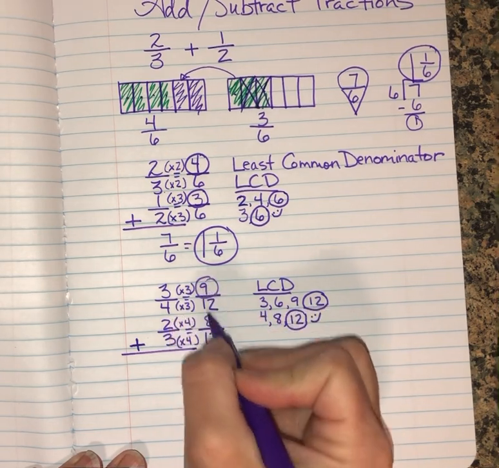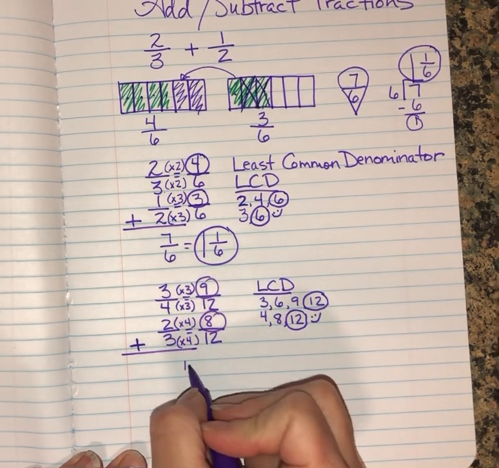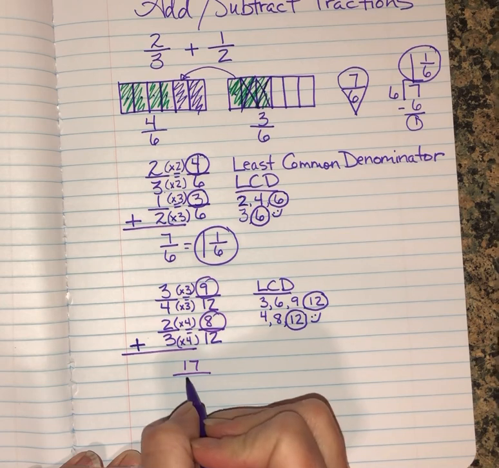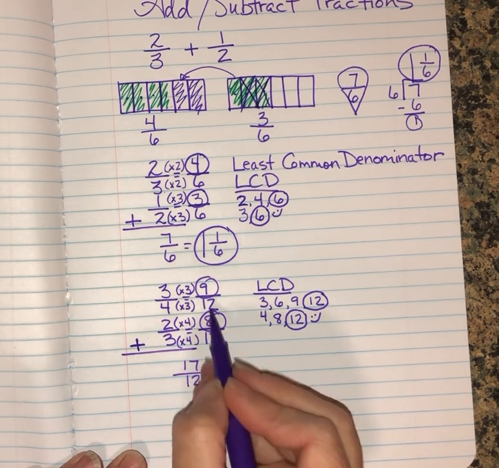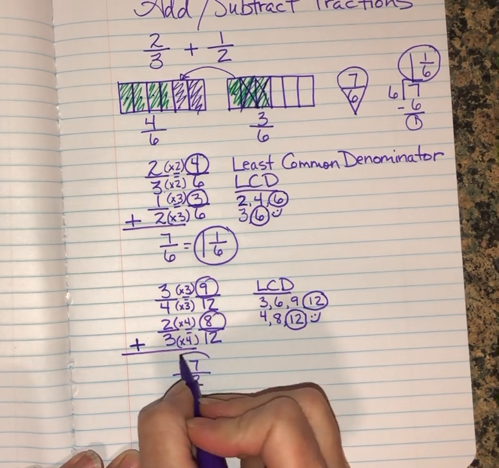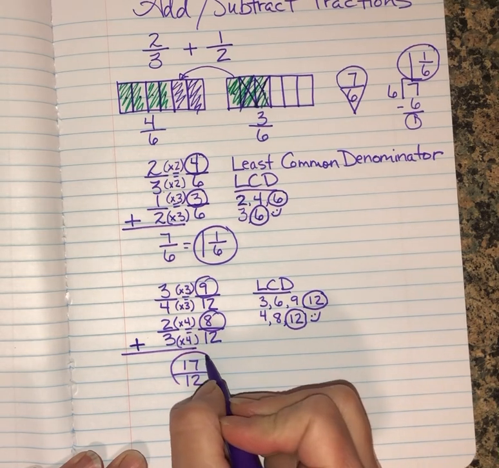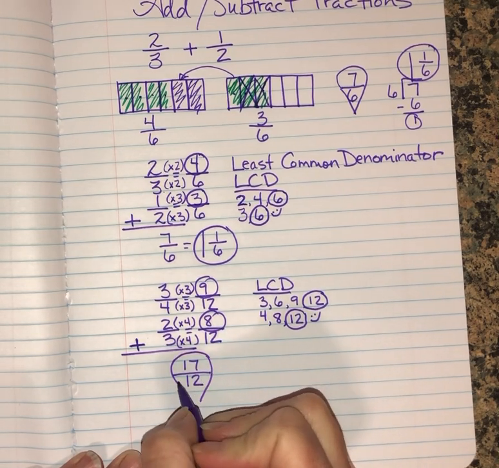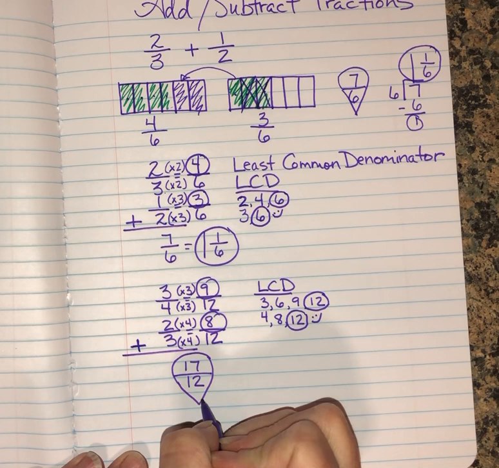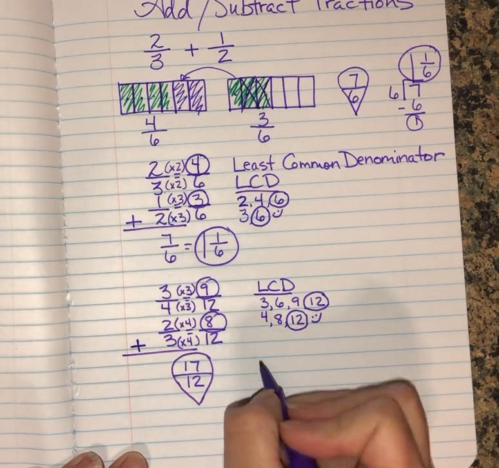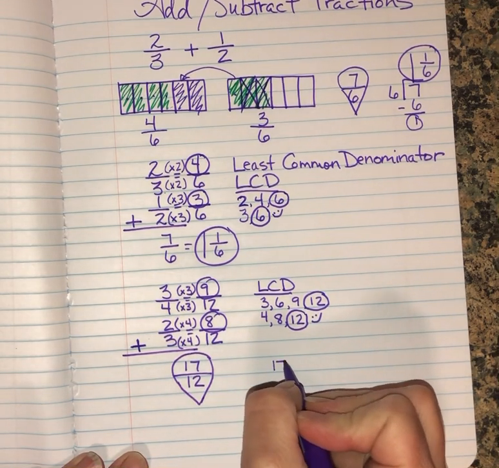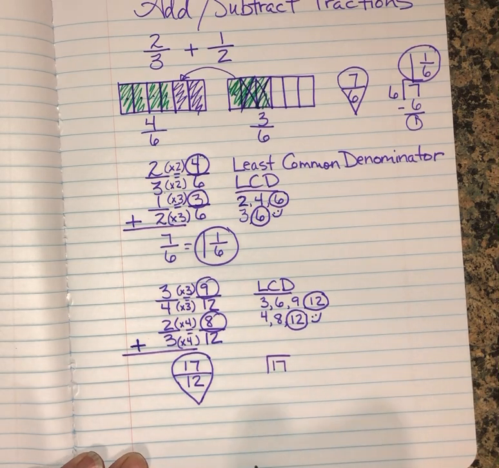9 plus 8 is 17. And the denominator stays the same. Don't try to add those together. You just drop it down. Now we've got a problem. Improper fraction. We got to go out for ice cream and fix our problems. You put the ice cream in the freezer and shut the door.